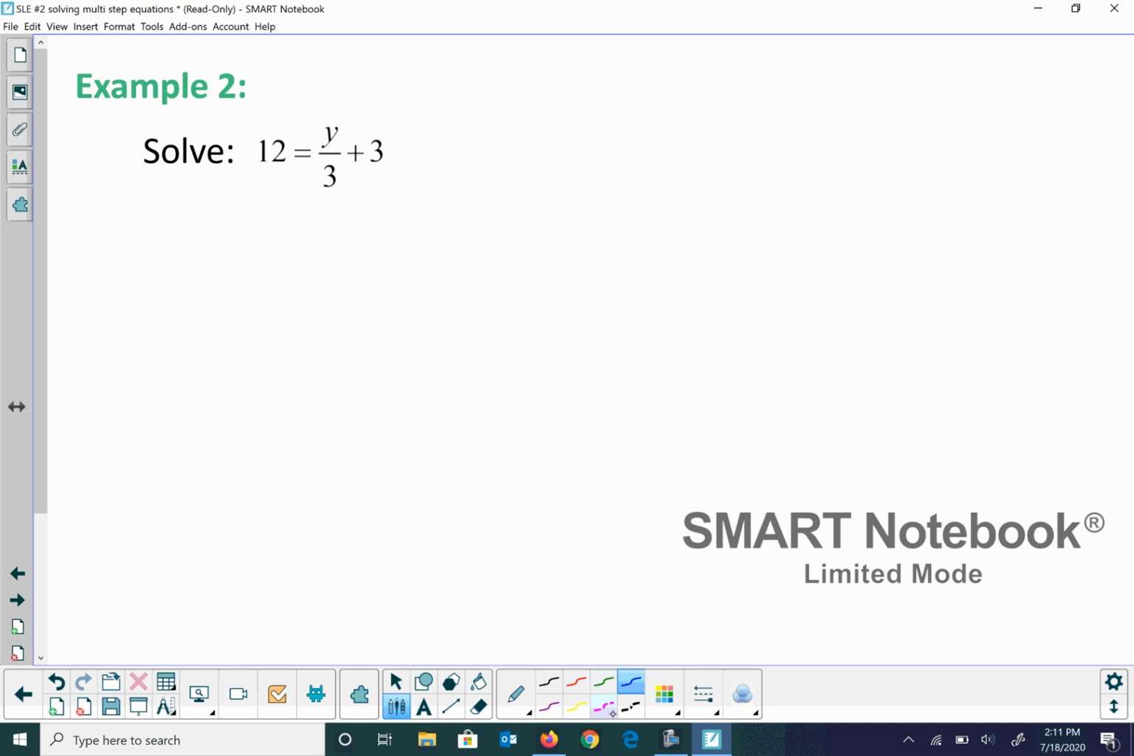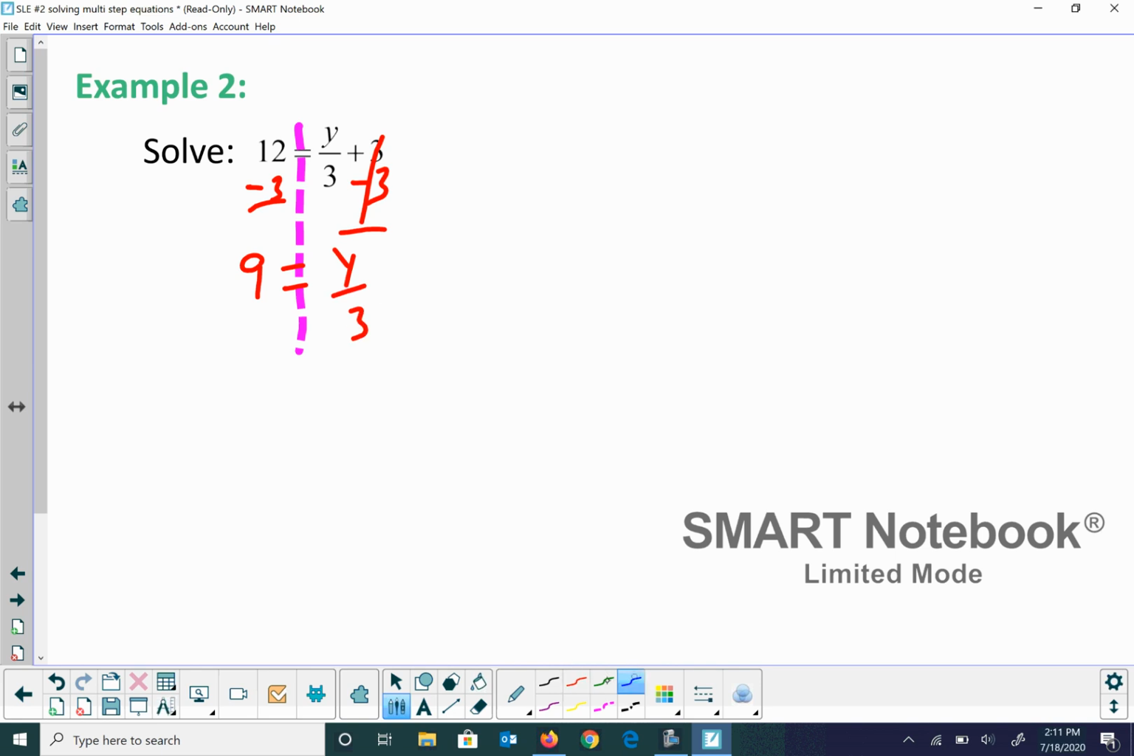So again, I'm going to draw in this line. What does that line mean again? Yeah, it means the equal sign. So I have a left side and a right side. On the left side I have 12, and on the right side I have y over 3 plus 3. So add 3. The opposite of add 3 is subtract 3. So those cancel. 12 subtract 3 is 9, and then I get y over 3.